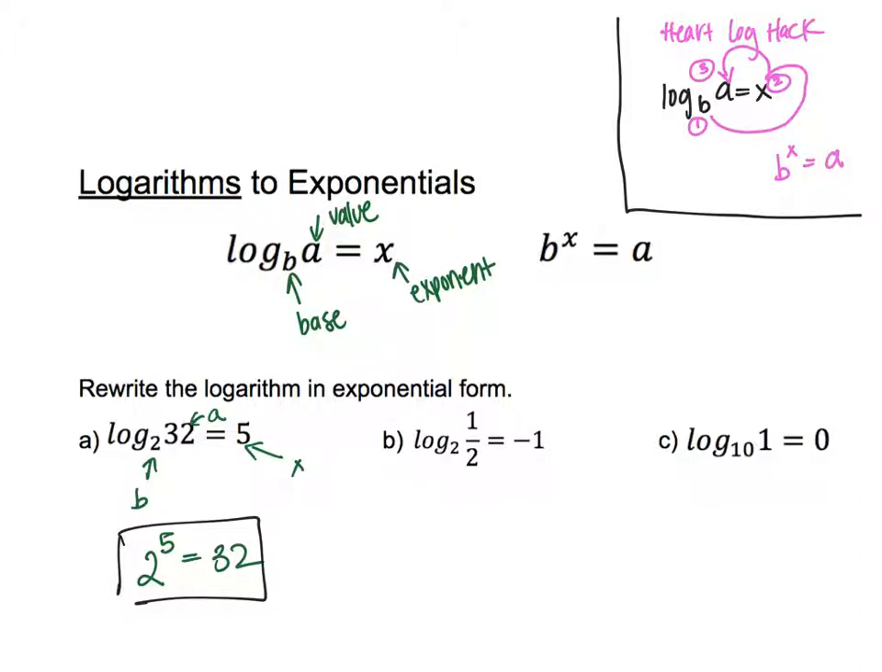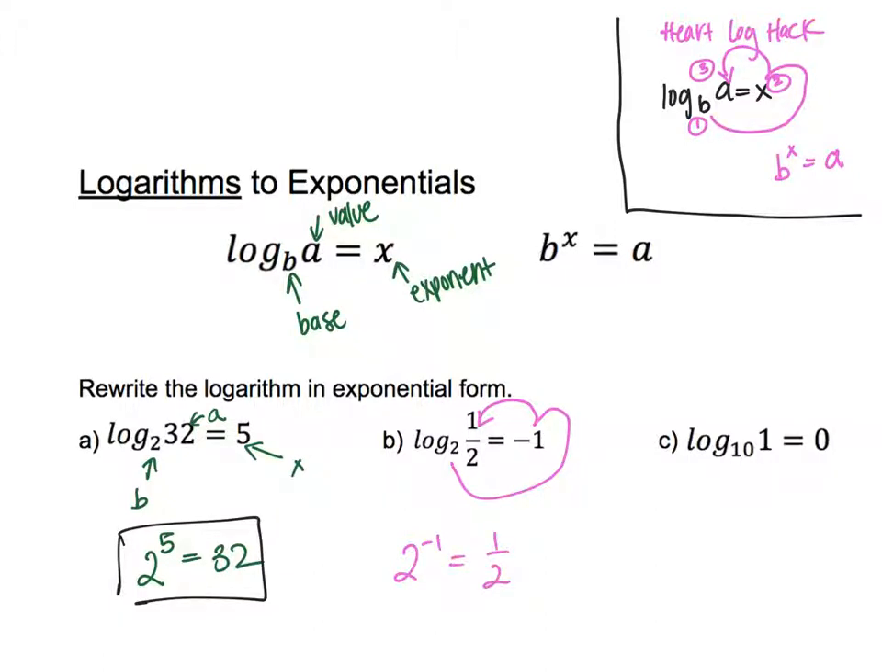So I'm going to try that heart hack on this part B. I'm going to go from 2 to negative 1 to 1/2. So this is 2 to the negative 1 equals 1/2.